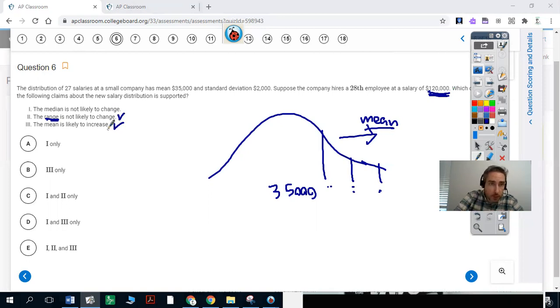The range, oh, sorry, the range is not likely to increase. So that's not true at all. Yeah, the range will increase. The median is not likely to change. Yeah, one number is not going to change the median a whole lot, but I would say 3 is going to be your answer there, okay?